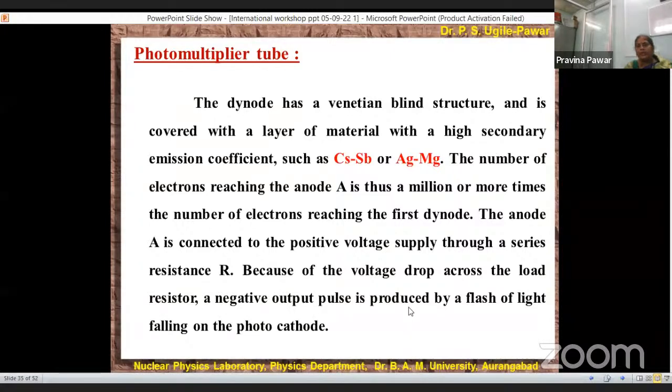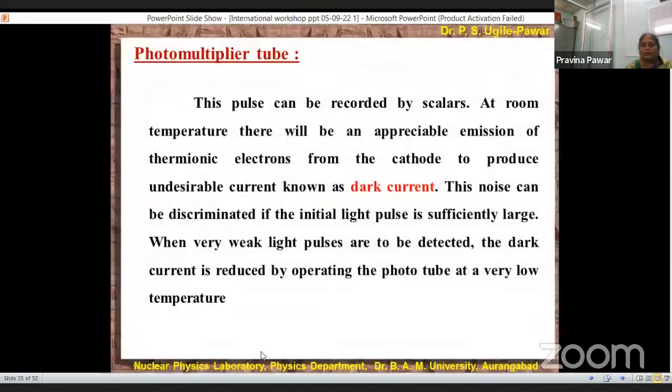Because of the voltage drop across the load resistor, a negative output pulse is produced by a flash of light falling on the photocathode. This pulse can be recorded by scalers. At room temperature there will be an appreciable emission of thermionic electrons from the cathode, producing an undesirable current known as dark current. This noise can be discriminated if the initial light pulse is sufficiently large. When very weak light pulses are to be detected, the dark current is reduced by operating the phototube at a very low temperature.